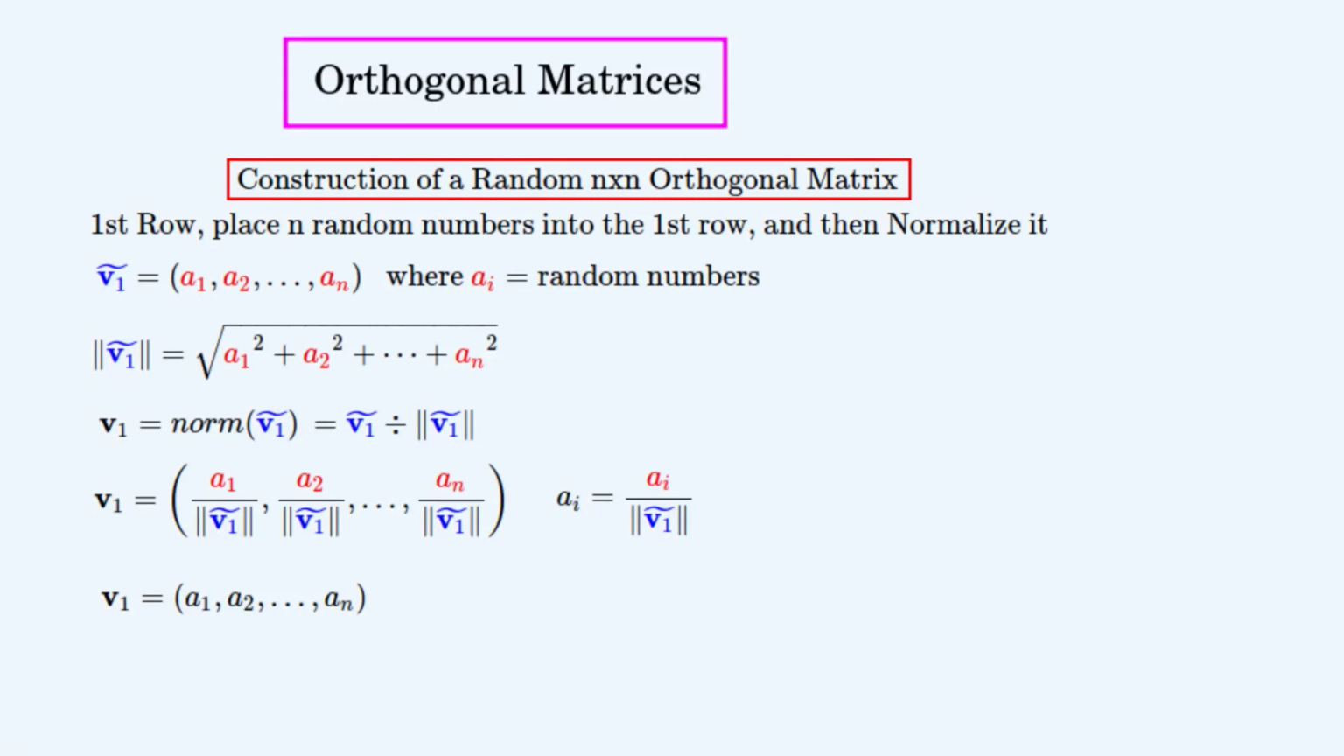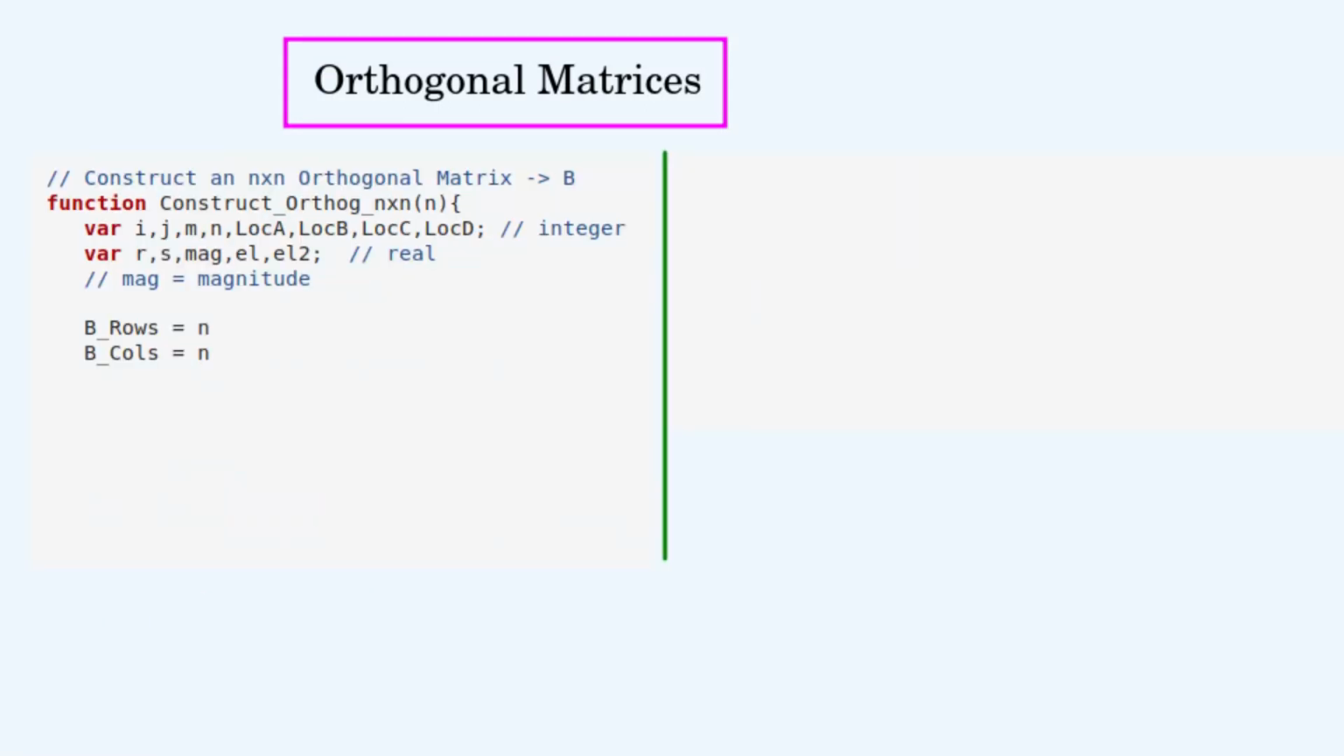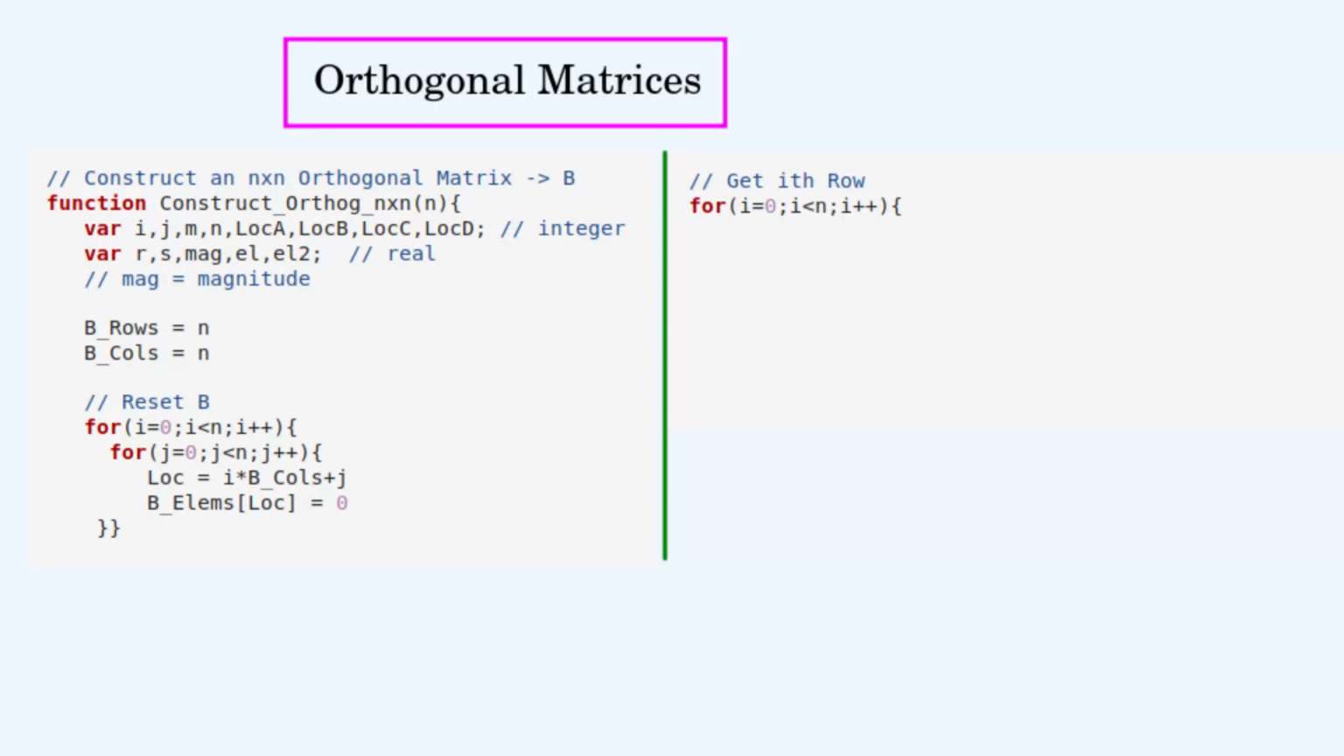Now to create the function to construct a random n by n orthogonal matrix. We'll pass the size of this matrix to this function through the parameter n and set the number of rows and columns to n. We'll place this matrix into B and set every element in B equal to 0. We'll create a loop to create every row of this matrix one row at a time. I is the row number.